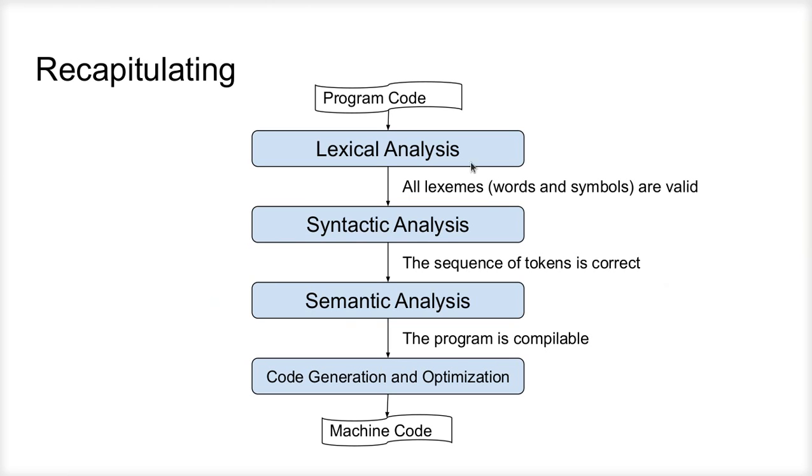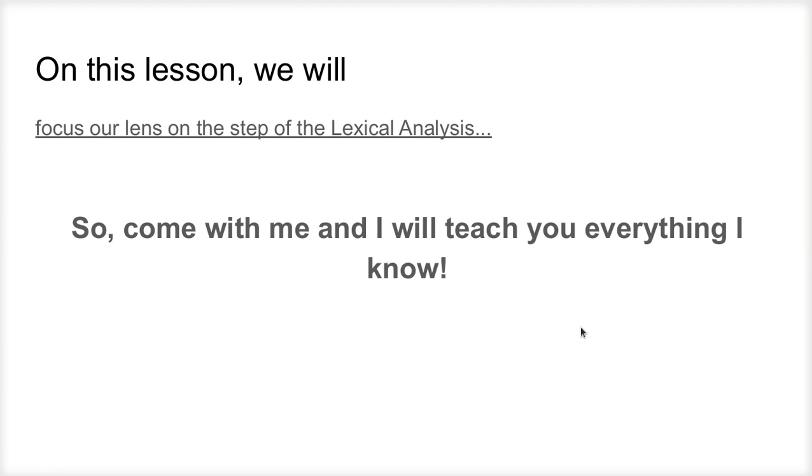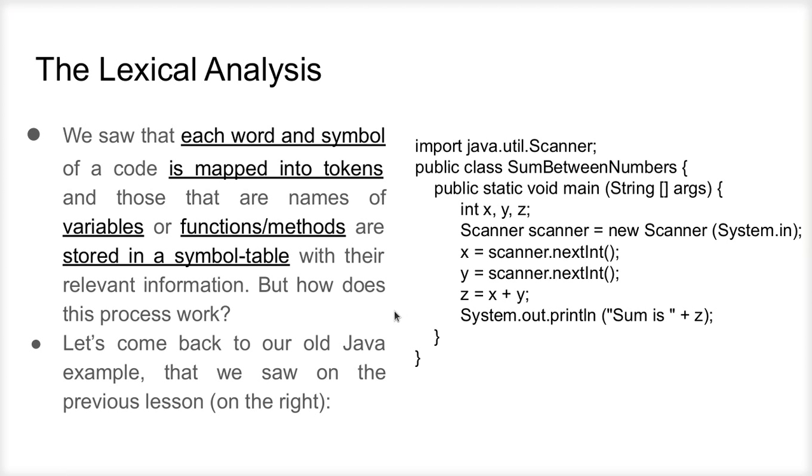So the overall process that we saw in the last lesson was that the program code is input for the lexical analysis, and then the result goes to the syntactic analysis, then to the semantic analysis, then to the code generation and optimization, and then we reach the machine code, the generated code. And in this lesson we will focus our lens on the step of the lexical analysis. So come with me and I'll teach you everything I know.